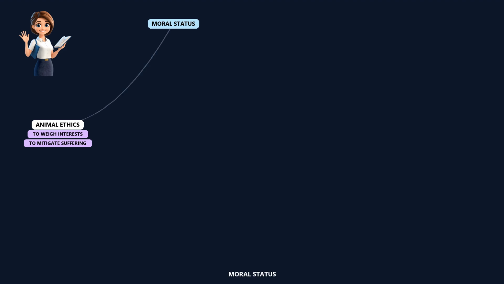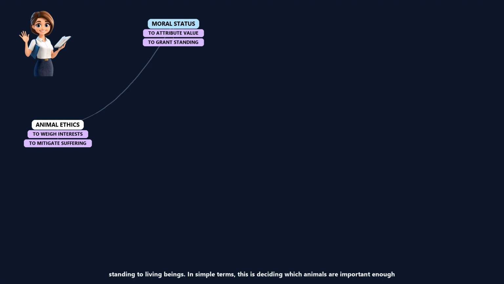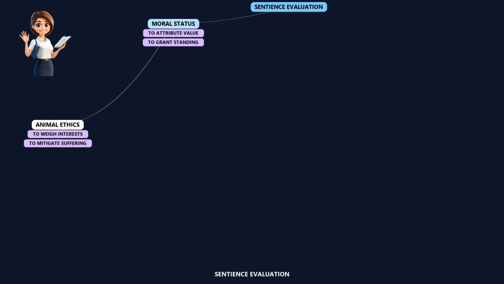Moral status. As a core pillar of animal ethics, moral status helps to attribute value and grant standing to living beings. In simple terms, this is deciding which animals are important enough to protect with laws. Sentience Evaluation. Sentience evaluation is a branch of moral status used to detect feeling and verify awareness in a creature's mind. This means checking if an animal can feel things like happiness or sadness.